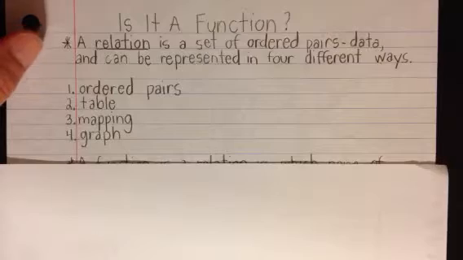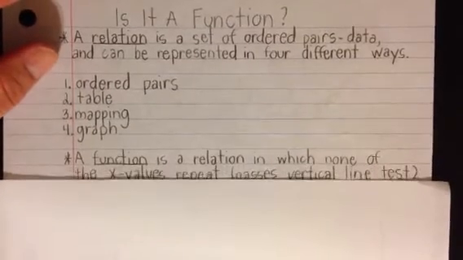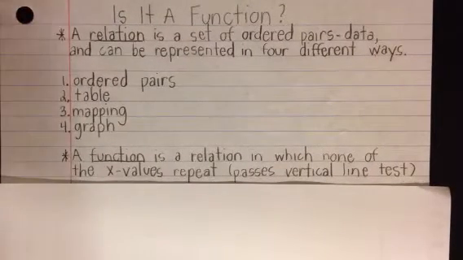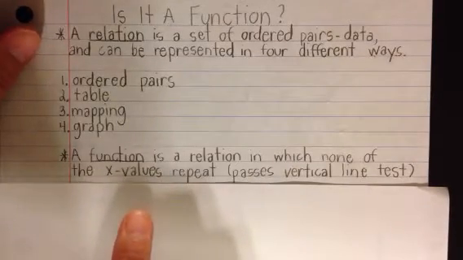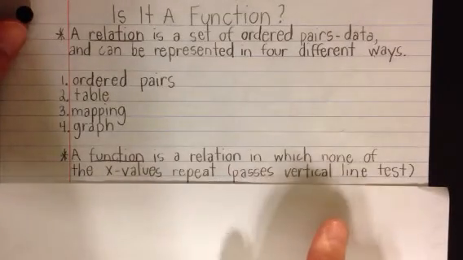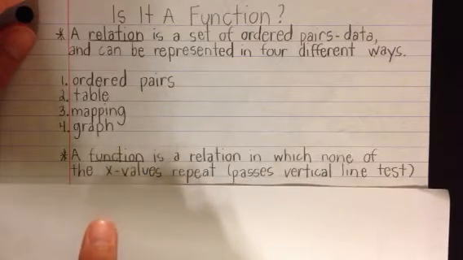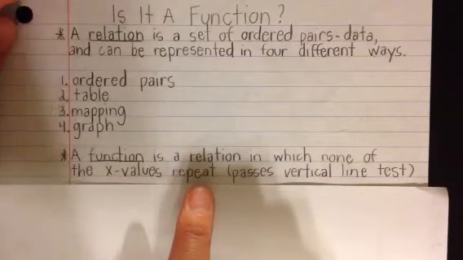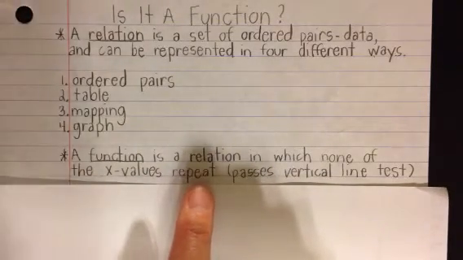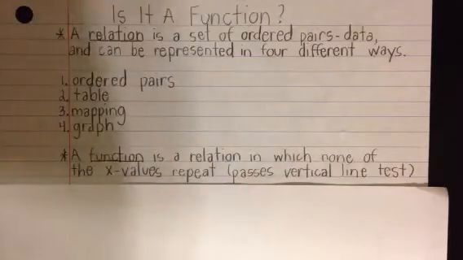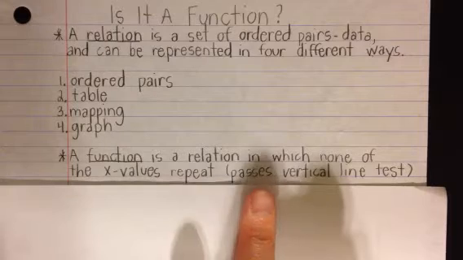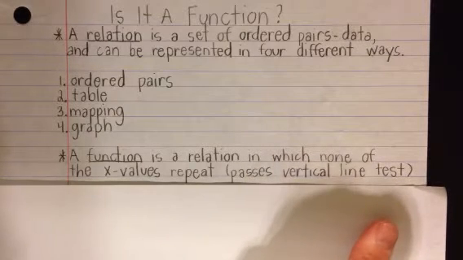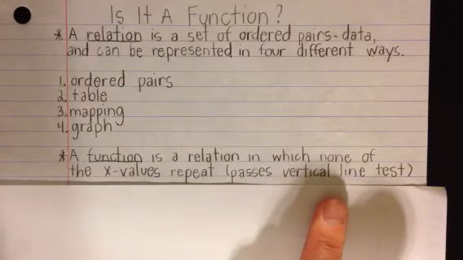Alright, so sometimes a relation, a special relation, qualifies to be called a function. So a function is a relation in which none of the x values repeat. So every x value has a different y value. And basically what that means is it passes the vertical line test. That's something we're going to talk about here shortly.